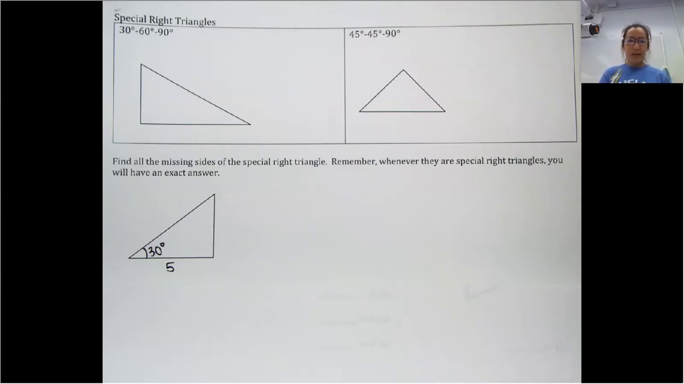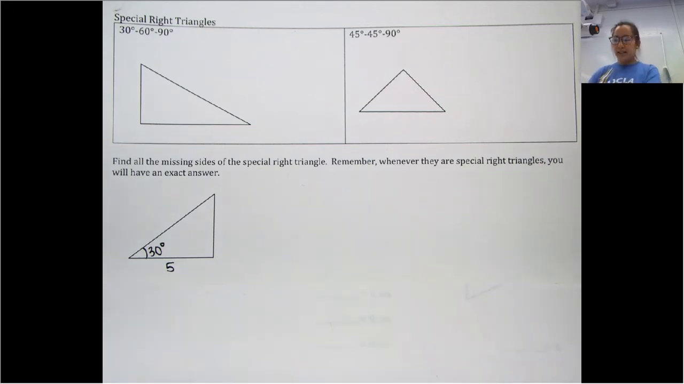We're going to go ahead and talk about some special right triangles. So you should have learned this in geometry, but there's two types of special right triangles. There's the 30, 60, 90 triangle, and there's the 45, 45, 90 triangle. So we're going to go over both of these, and I'm going to show you one example of how to deal with it, and then you'll do some practice on your own.